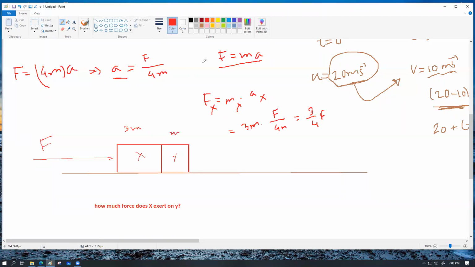Check this out. Is this calculation all right? Sir, I did not understand this calculation. Up till which part? Sir, from Fx into mx multiplied by ax, from that part.